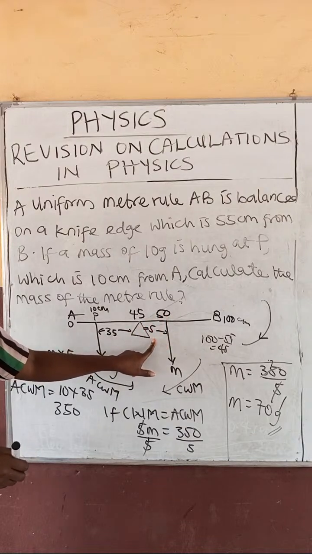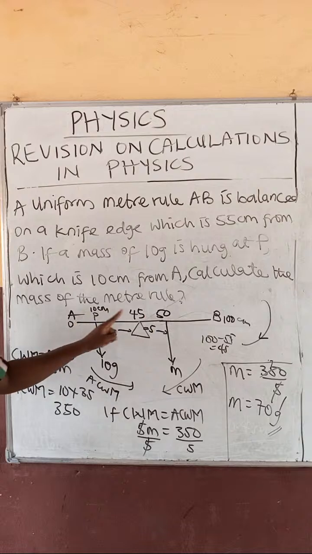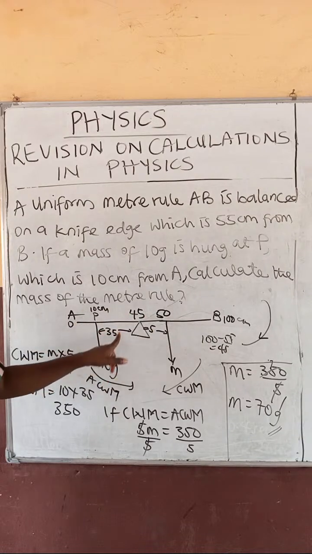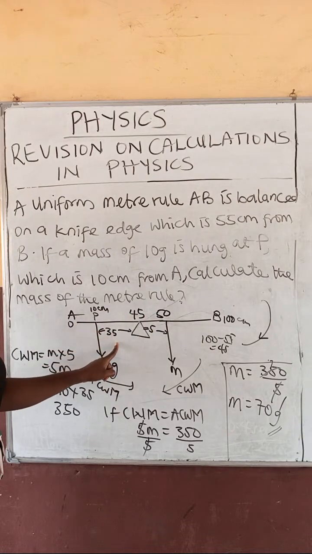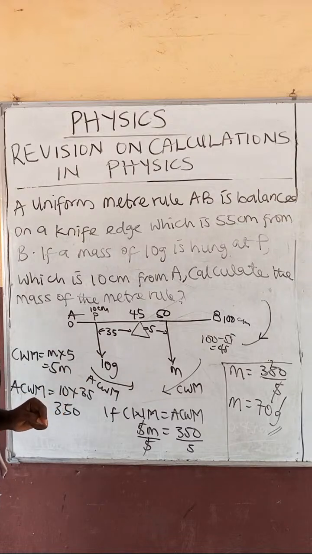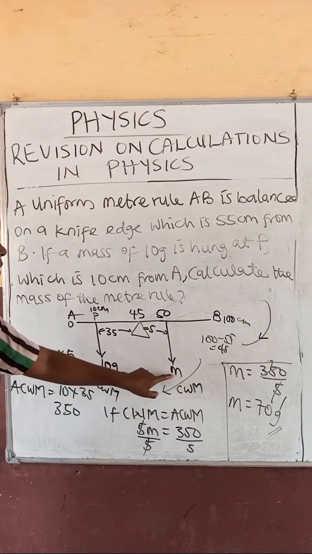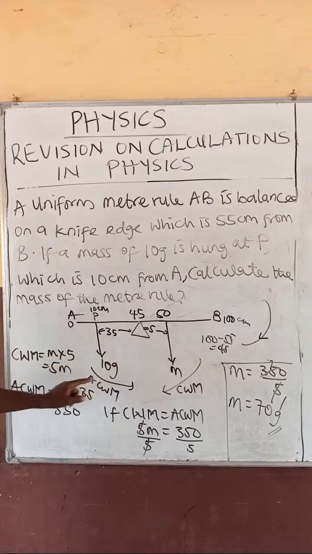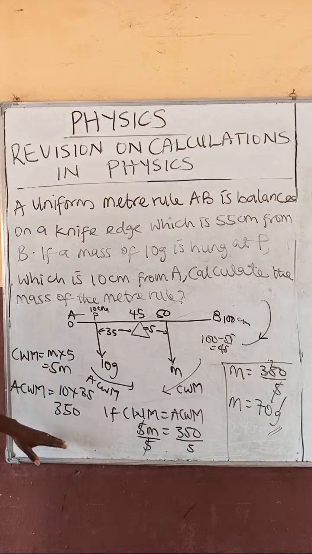That is what? 5. And the difference between this and this is what? 35. That is 45 minus 10, which is 35. Is that okay? Then clockwise moment, that is mass times what? The 5, which will give you 5m. Then anti-clockwise, that is 10 times what? 35. It's going to give me 350.